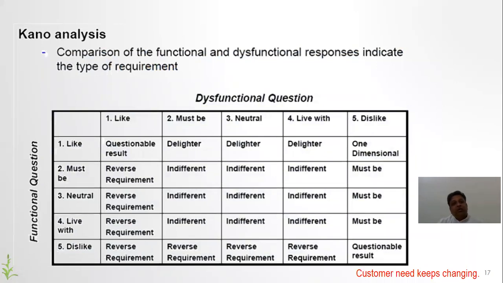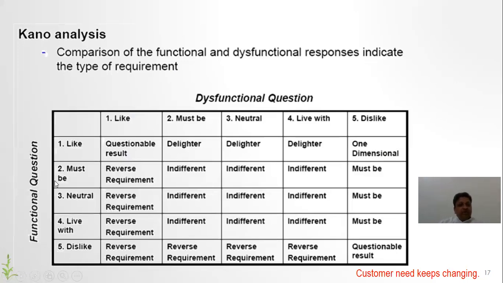Here, if you see, in Kano analysis, comparison of functional and dysfunctional responses indicates the type of requirement. If you put the functional question on the y-axis and the dysfunctional question on the other axis, the comparison is like that. See here, first, it is like versus like. What is here? It is a questionable result. If it is like versus must-be, then it is a delighter. Like versus neutral, it is a delighter as well. And like versus live with, it is a delighter again. If like with dislike, it is one-dimensional.